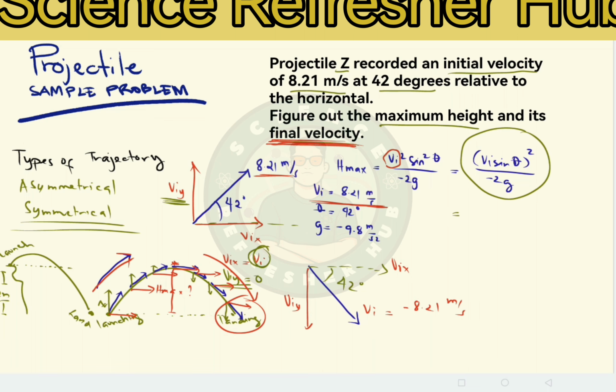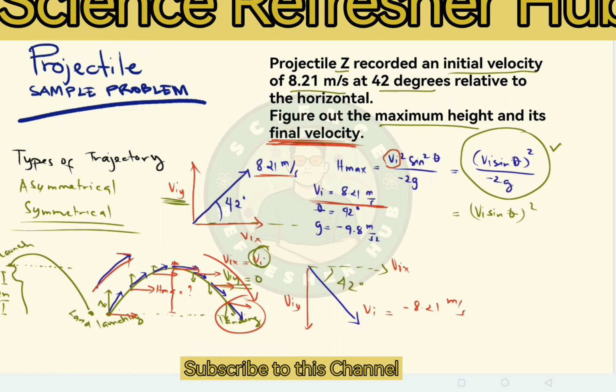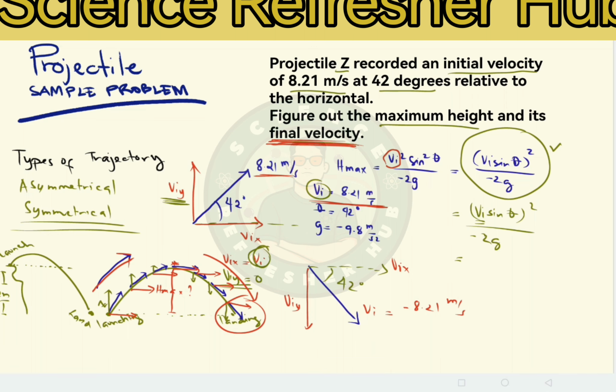I will use this formula to have fewer errors when inputting all the data in your calculator. So I will use this formula: vi sine theta, then squared, over negative 2g. Let's substitute the value of vi. It's 8.21 meters per second. And then the value of our angle is 42 degrees.